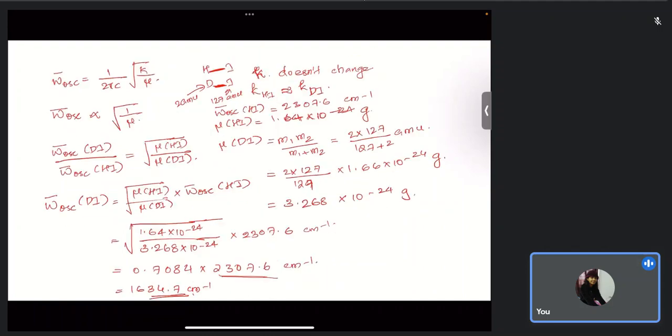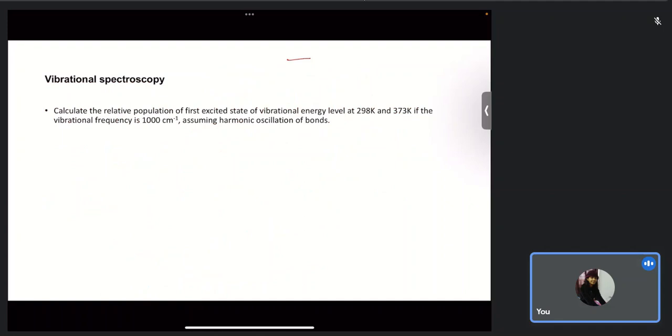So the second question is to find the relative population of the first excited state of a vibrational energy level, which is V is equal to 1, with respect to the ground state, which is V is equal to 0. And we have to find it at two different temperatures, at 298 and 373. This is basically 25 degrees Celsius and this is 100 degrees Celsius.